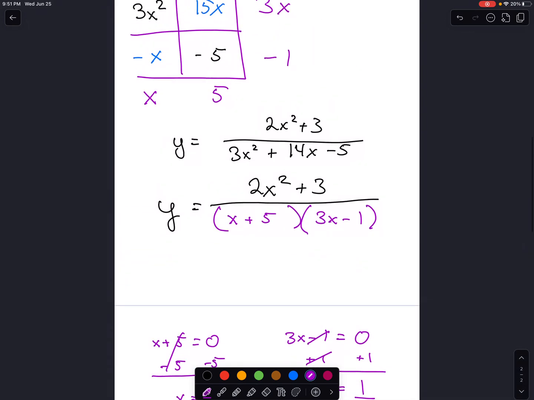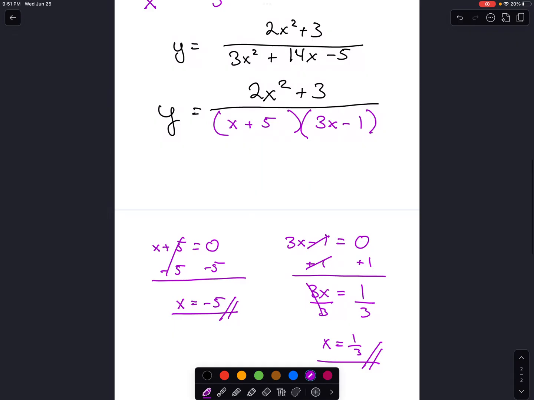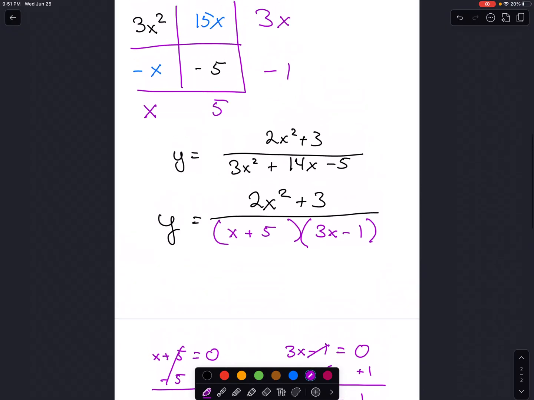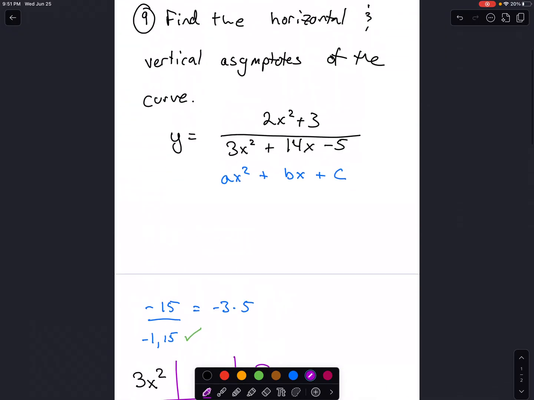Okay. So when we plug these values in, we get some number divided by 0. So these are the equations of our vertical asymptotes. If we were to look at this graph, when x is -5, we would have a vertical asymptote there. When x is a third, we should have a vertical asymptote there. Okay. So that's the vertical asymptotes.